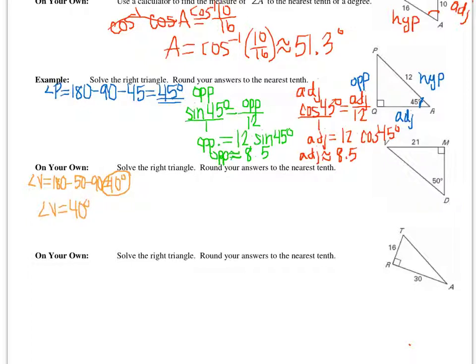Okay. Now let's label our triangle according to that angle. Here's my 50-degree angle. And right next to it is my adjacent side. Across from my right angle is my hypotenuse. So those are the two things that I need to find. I need to find my adjacent side, and I need to find my hypotenuse. And then I know my opposite.